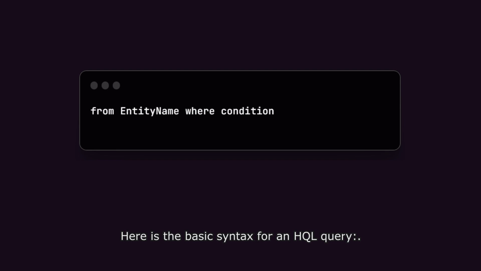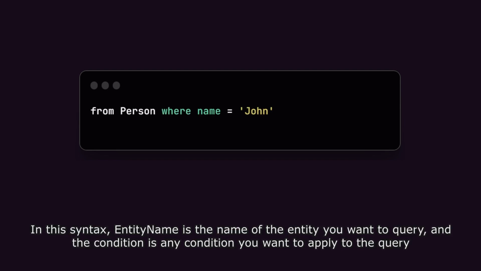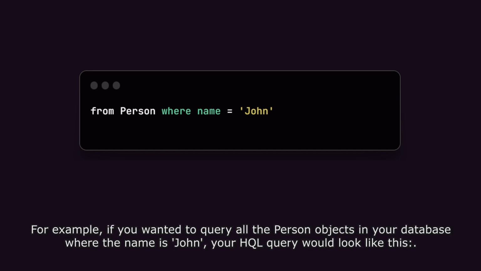Here is the basic syntax for an HQL query. In this syntax, entity name is the name of the entity you want to query, and the condition is any condition you want to apply to the query. For example, if you wanted to query all the Person objects in your database where the name is John, your HQL query would look like this.